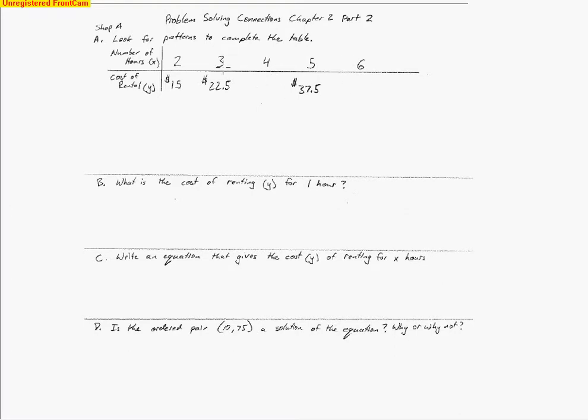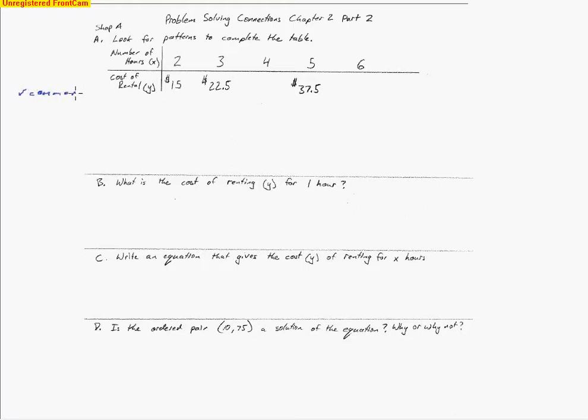Well, when we look at these numbers, if you notice, all of the hours are going up by 1, and the cost of rentals are also going up as well. So I see that the hours go up as cost of rentals go up, and that kind of makes sense. As you rent something for a longer period of time, it's going to be more expensive. So the way we figure this out is we check for a common difference first.